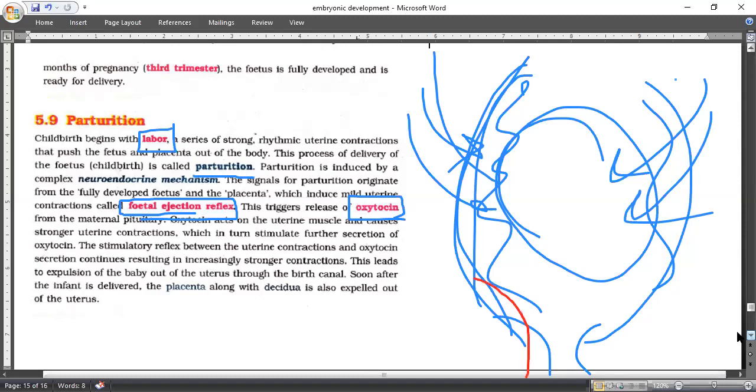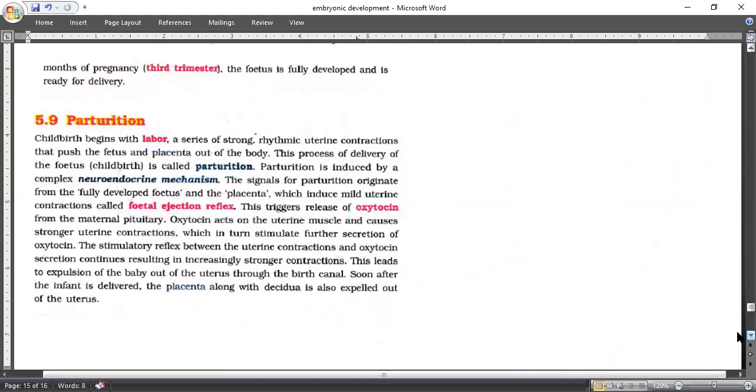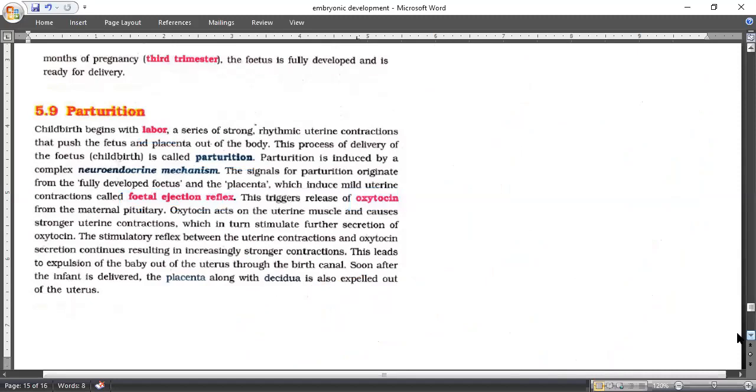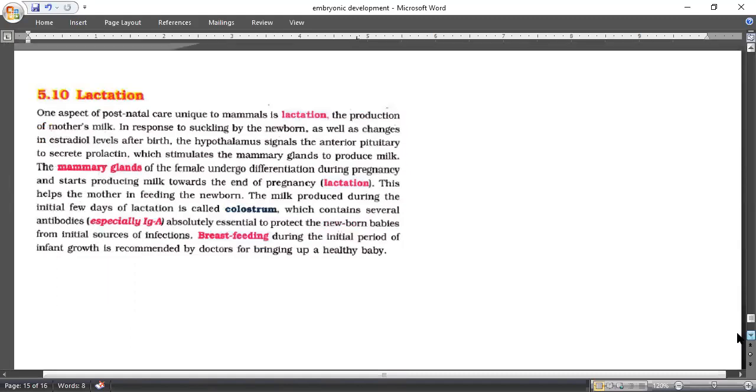In the meantime, the pelvic ligaments of the pelvic girdle should loosen by a hormone called relaxin. You remember, relaxin is the hormone released from the placenta. So one more hormone is involved here. Soon after the infant is delivered, the placenta along with the decidua, that means the endometrium layer, is also expelled out of the uterus. Okay, so finally we end up with the last part of embryonic development, that is lactation.